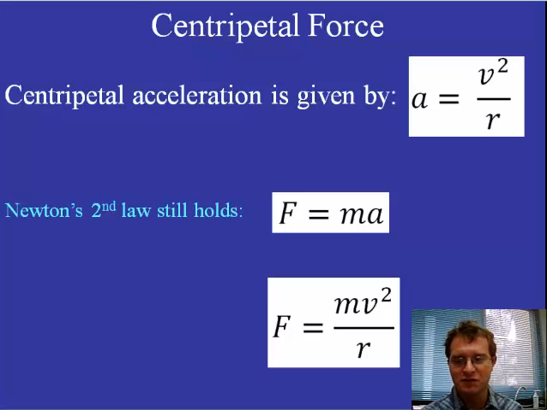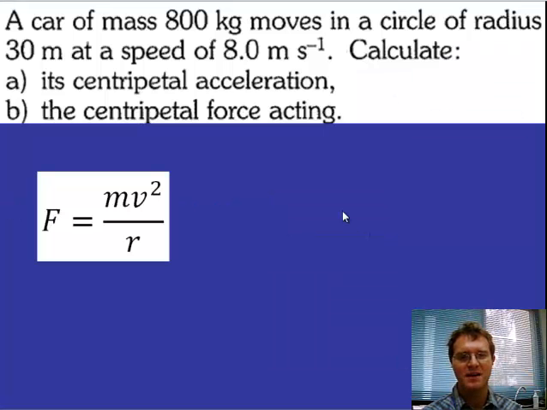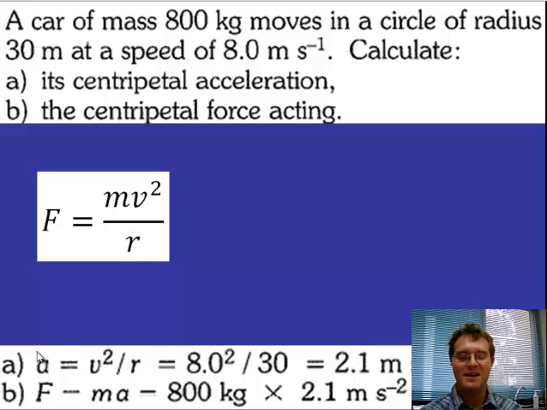Now this force calculation is really, really useful. We can apply it to some situations now. A car of mass 800 kilograms moves in a circular radius of 30 meters at a speed of 8.0 meters per second. Can you calculate its centripetal acceleration and the centripetal force acting on it? So here we're going to recognize that acceleration is v squared divided by r, which gives me 2.1 meters per second squared. And the centripetal force acting on it is going to be force equals mass times acceleration. So it's going to be 800 times 2.1, which gives me 1,700 newtons.